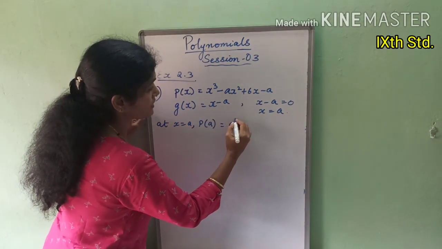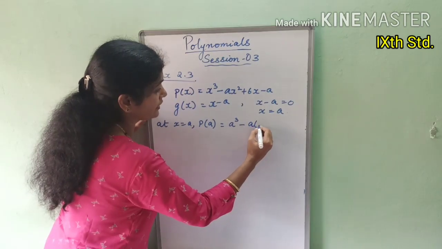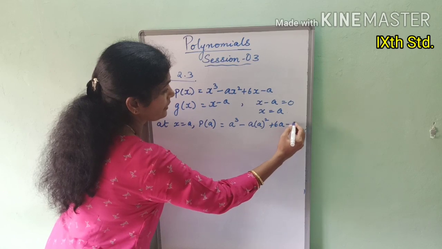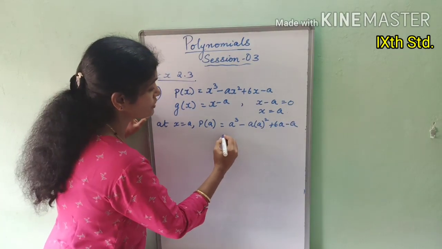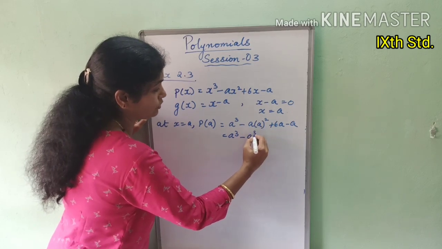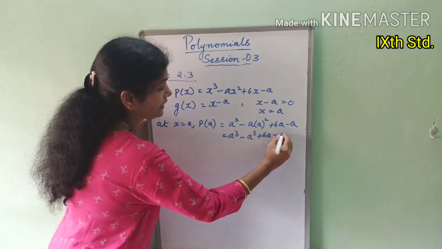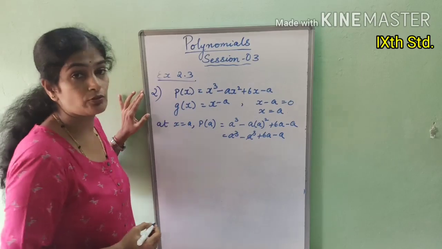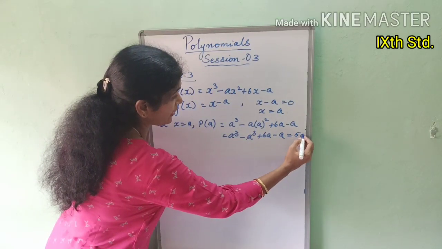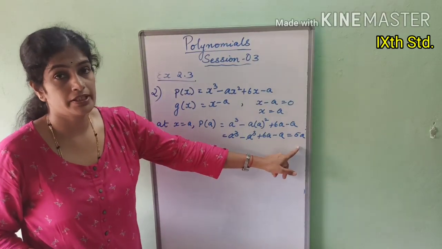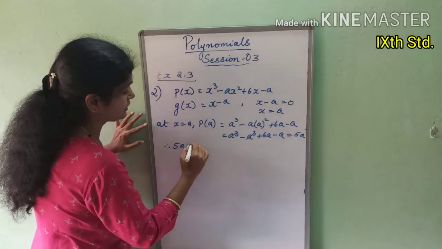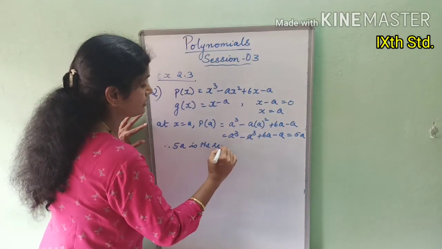So this becomes a cube minus a into a whole square plus 6a minus a. Right? So this will be a cube. A into a square is a cube plus 6a minus a. A cube gets cancelled. 6a minus a is equal to 5a. So what is the remainder? Remainder is 5a. Therefore 5a is the remainder.